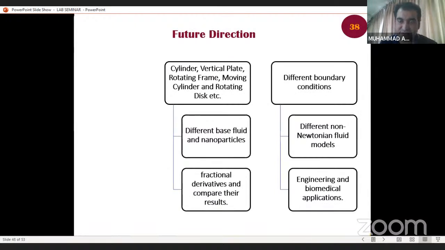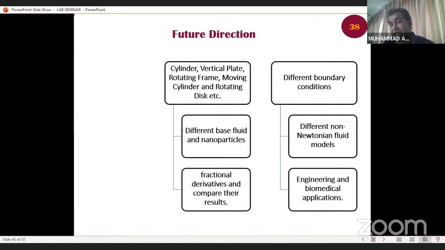These are some future directions. We can consider cylindrical, vertical plate, moving cylinder, and rotating disc; the rotating plate is already considered. It depends on our problem; the same idea can be extended to other geometries. Different boundary conditions can be considered. In this, we have a constant motion of the boundary. We can consider the ramp condition, the slip condition, and many conditions in future for the same problem. Similarly, different base fluids and nanoparticles can be considered for various reasons in engineering and medical problems.